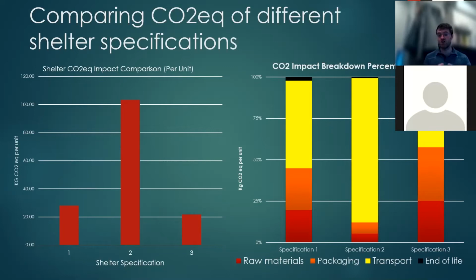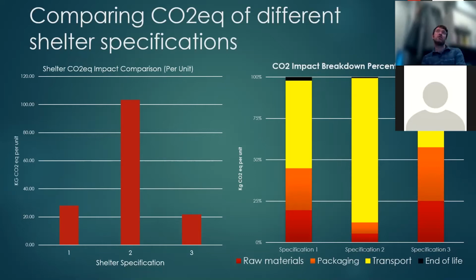You can see quite quickly, looking at the graph on the right, that the overwhelming percentage breakdown for CO2 impact is coming from transport. And so transport is really the problem there. What you'd see if you looked into the data was, for the sake of this example, we had 3 different shelters, all of which were sourced in the US and then transported to a point of use.